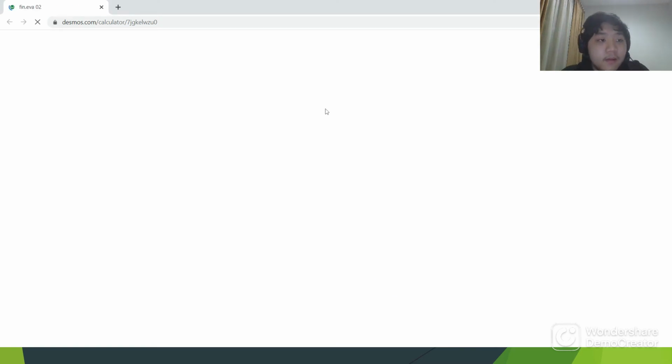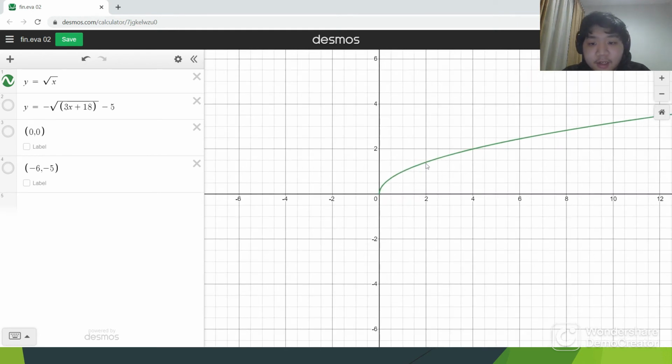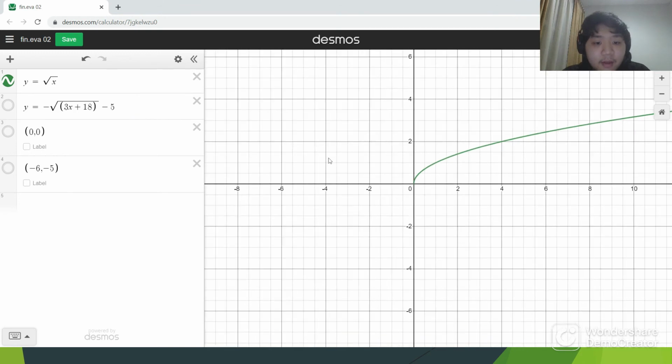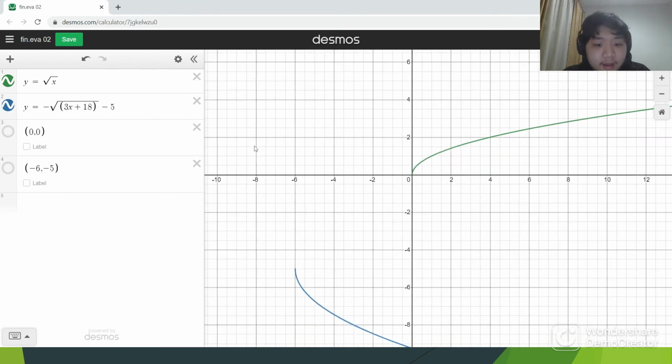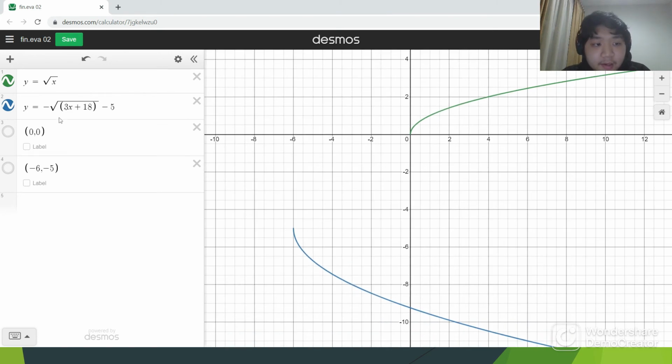So, in this link, as you can see, the base function is the green one. That is, y equals square root of x. Now, this will be the transform function that we have. That is y equals negative square root of 3x plus 18 minus 5. The base function, or basically the origin point of the base function itself, will be at 0, 0, as you can see on the graph. But the transform function will be at negative 6 and negative 5.